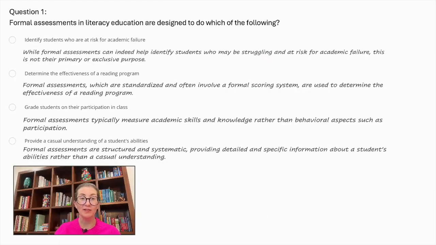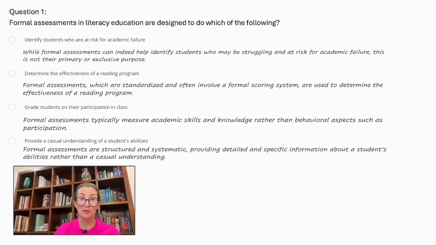Question number 1. Formal assessments in literacy education are designed to do which of the following? Identify students who are at risk for academic failure, determine the effectiveness of a reading program, grade students on their participation in class, or provide a casual understanding of a student's abilities.